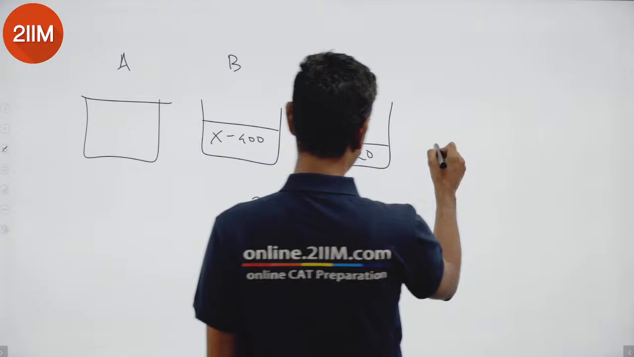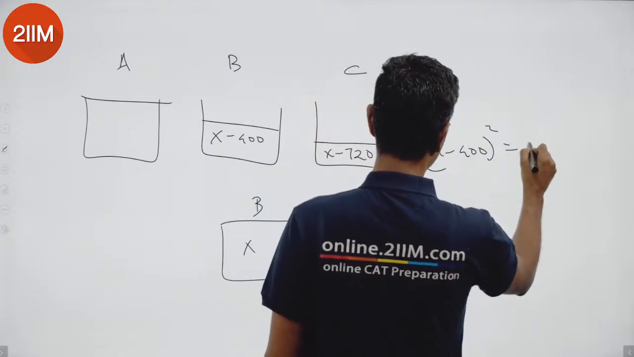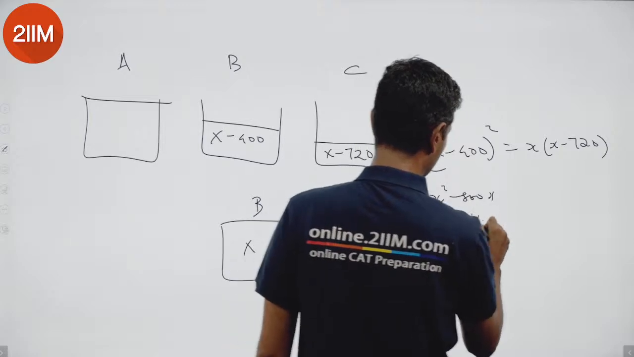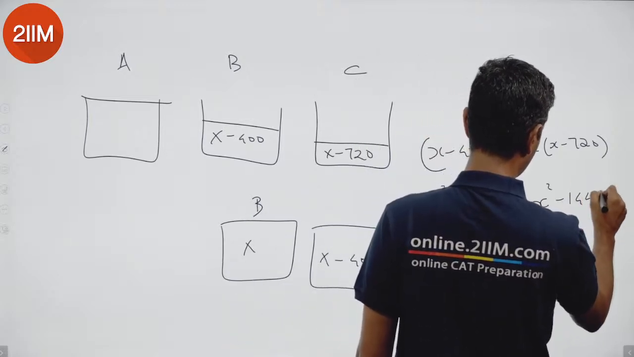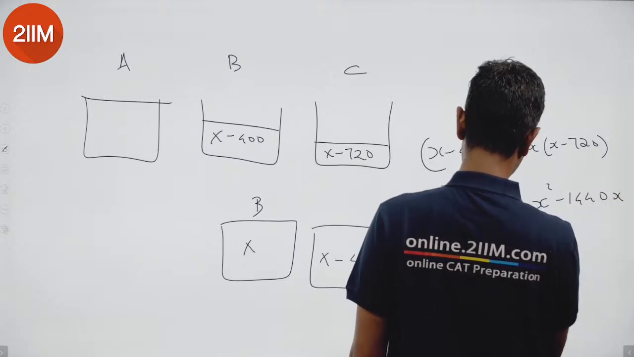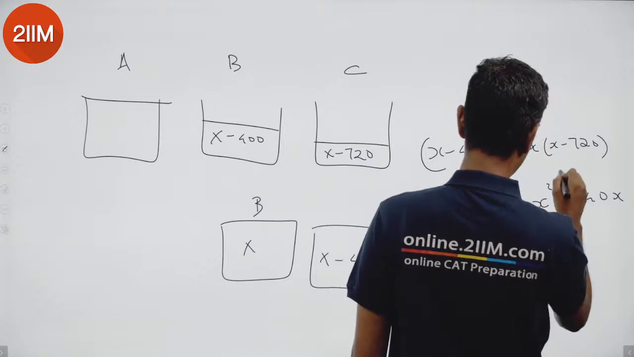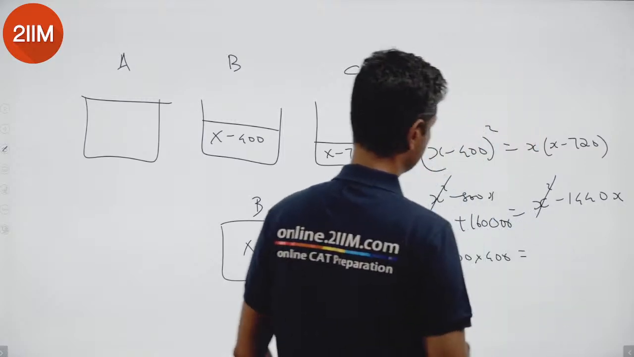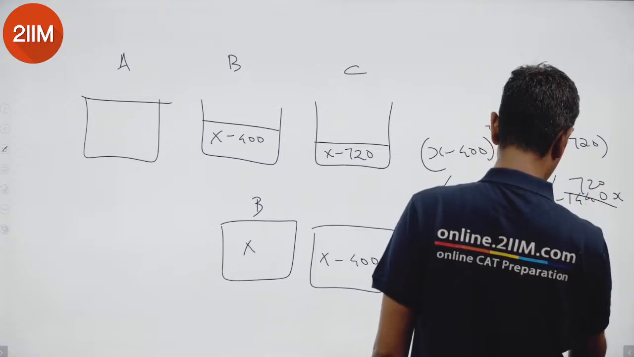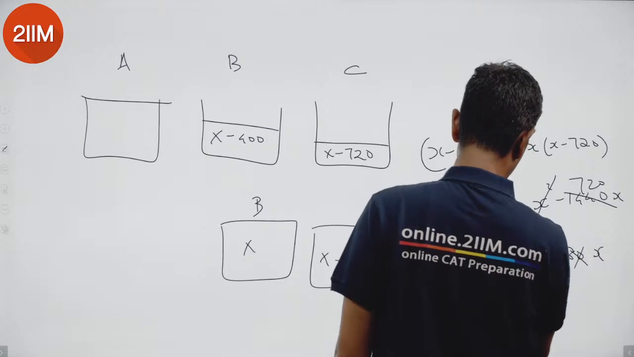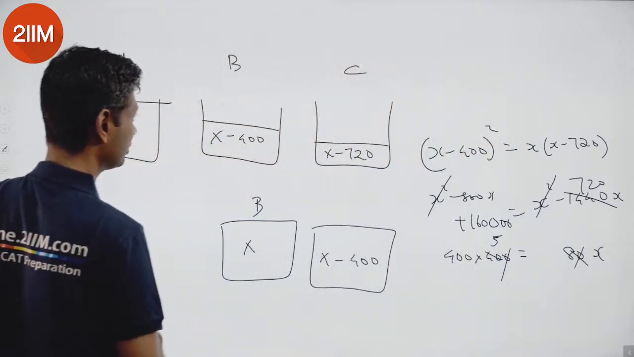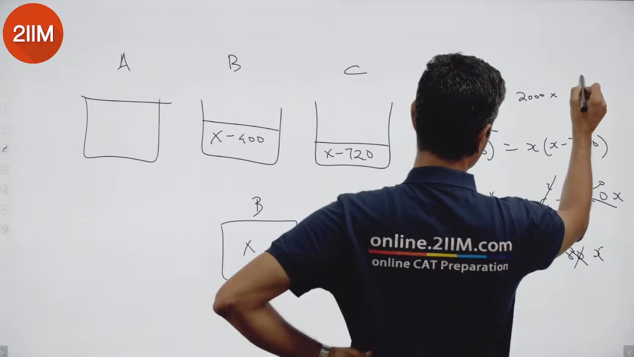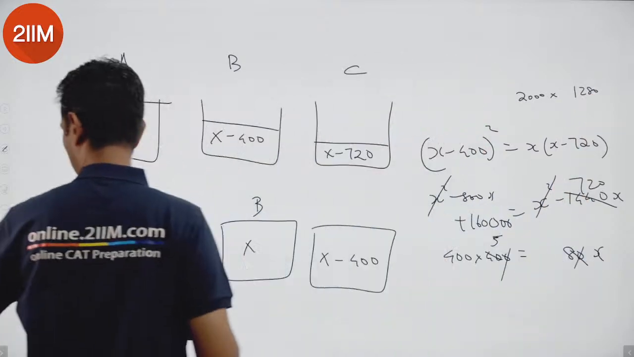This ratio should be this ratio. X minus 400, the whole square, is X into X minus 720. X square minus 800X plus 160000 is X square minus 720X. X square goes away. 400 into 400 minus 720X. What am I doing? It is 80X. 160000 by 80 is 2000. Yep, that works. The capacity is 2000.